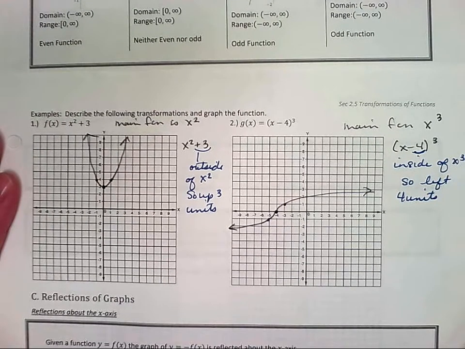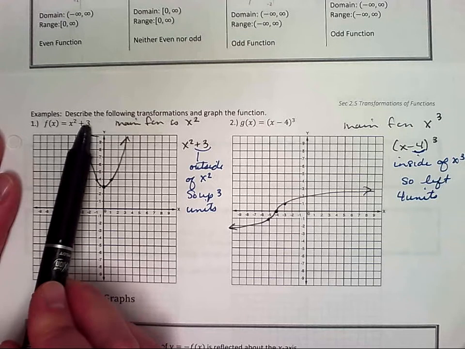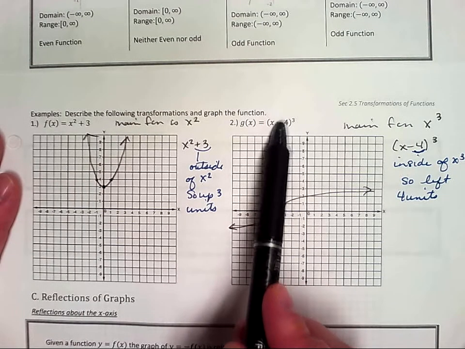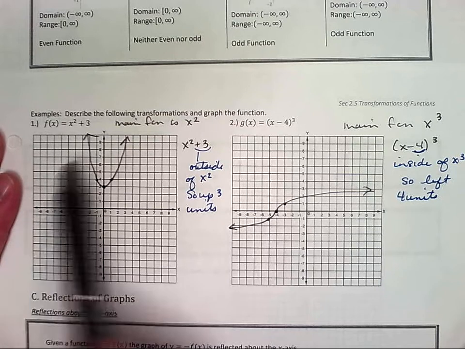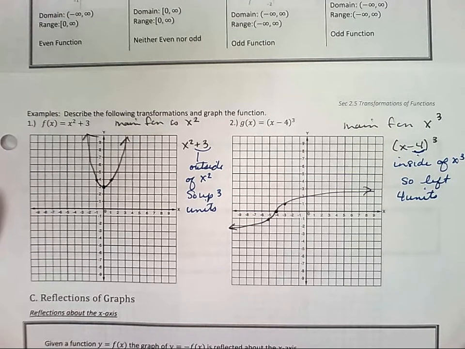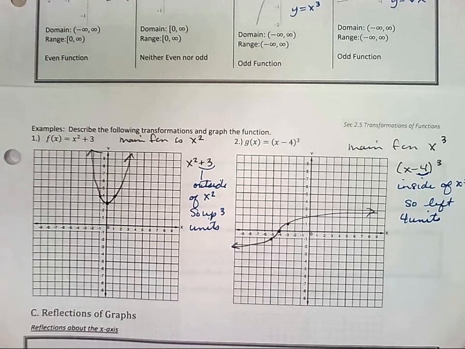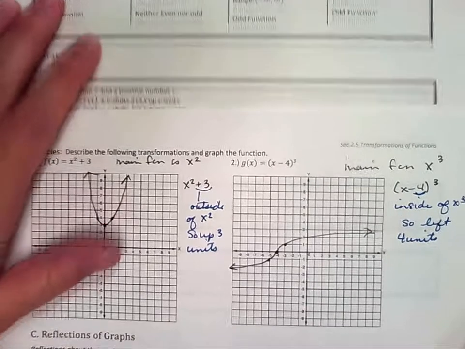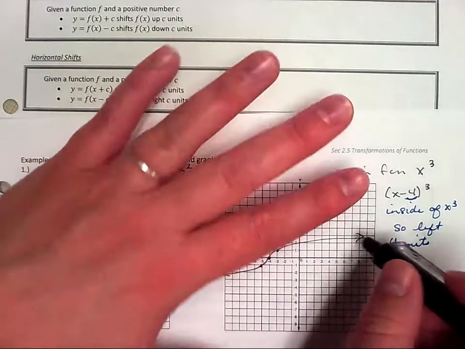So does that make sense? So this one I'm adding 3 outside of x squared, right? This one I'm subtracting 4 inside of x cubed. So here's outside. Outside tells me up, down. Inside, the basic function tells me right, left. Okay? If it's inside, or if it's negative, it doesn't go right. Let's see. Did I do it wrong? Yeah, it goes right. Thank you.